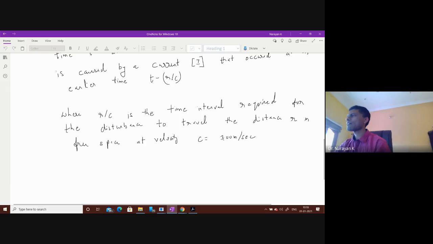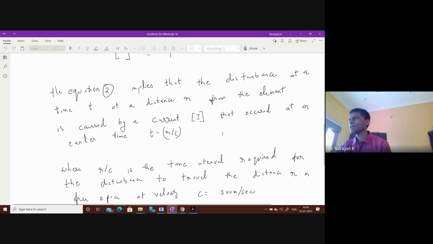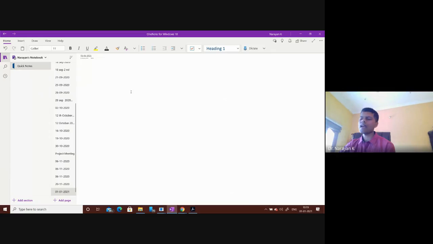This is the maximum speed at which it can travel. So the disturbance is caused by the current that occurred at an earlier time, t minus r by c. This is what we understood in the previous class.